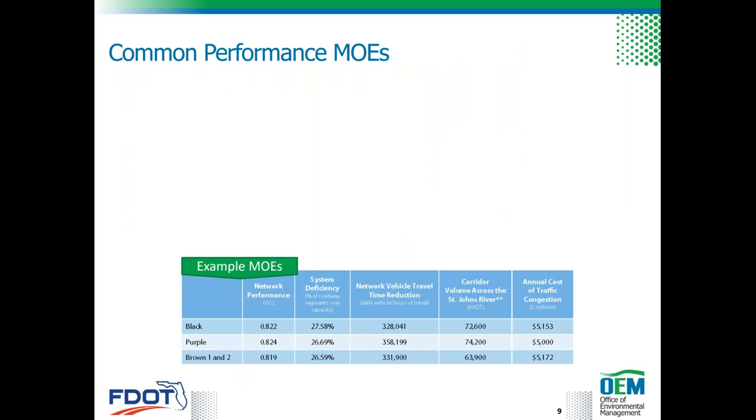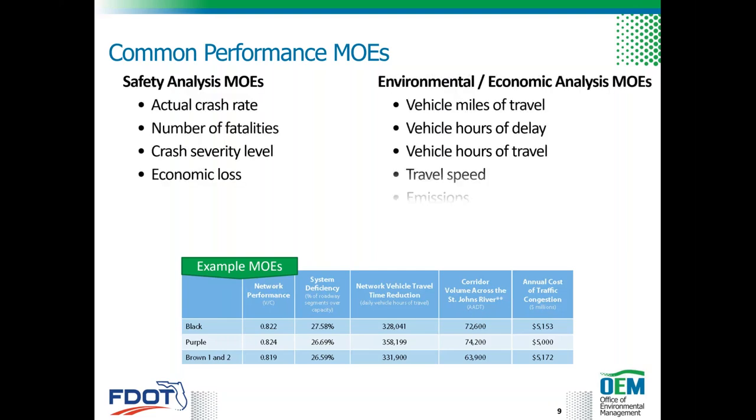And depending on the purpose and need of the project and the problem to be solved, there are other common performance measures that can be used to compare and contrast the performance of various alternatives. This includes safety, environmental, and economic MOEs. And these are typical safety MOEs and environmental and economic MOEs. I'm not going to go specifically through all of them. You can find more detailed information about these in the department's PD&E Manual and other guidance documents.